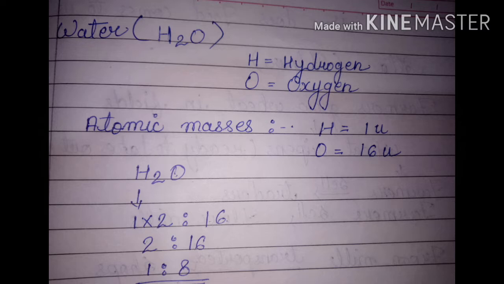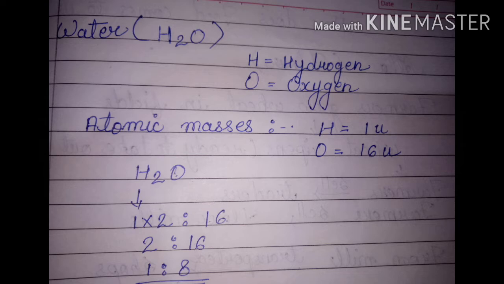Water's formula is H2O. Water is a compound made of two different elements, hydrogen and oxygen. When hydrogen and oxygen combine together in a fixed proportion, its mass ratio is 1:8. How is its mass ratio 1:8? We are taking here the atomic mass.